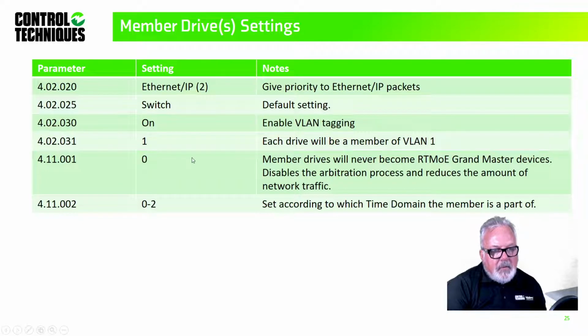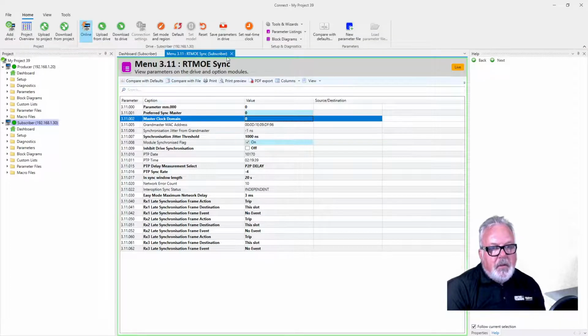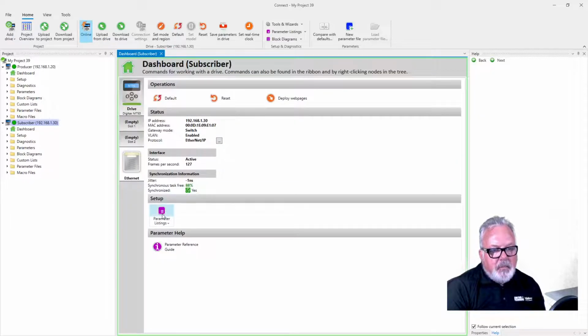All right, so that's the member drive settings. When you have made changes to slot 3 or slot 4, what you need to do is reset the protocol, right? That's done in slot 4, menu 0, parameter 7. So let's go look at that. Or slot 3, in my case.